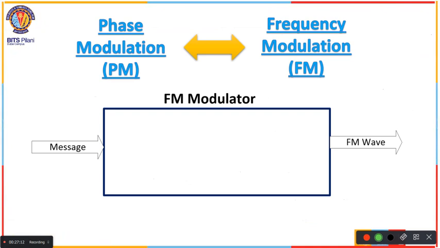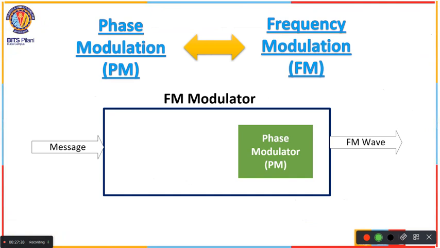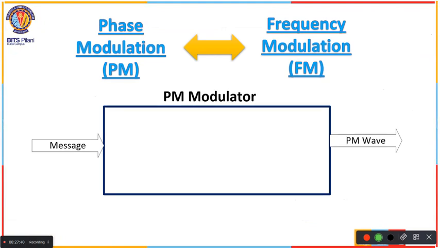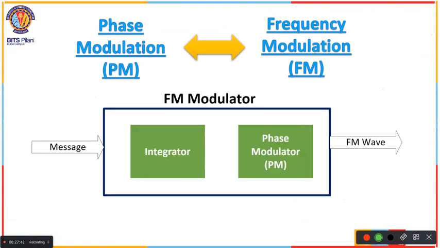Integrate whatever message signal you have, and then give it to the phase modulator. Yes or no? That is going to give you a frequency modulator. You have a phase modulator given to you. How do you convert it into a frequency modulator? First you integrate the signal and give it to the phase modulator. So what you will get is the integrated version of m of t, right? That is going to give you a frequency modulator.